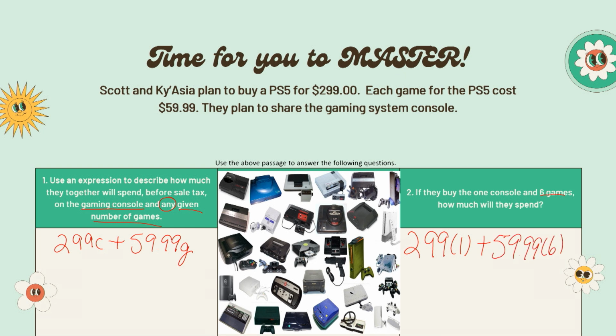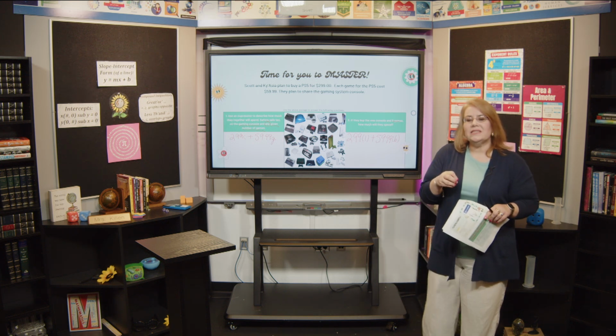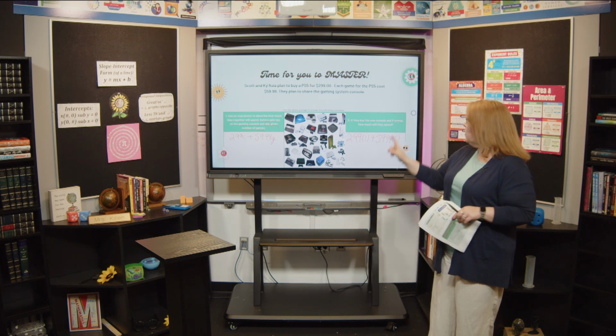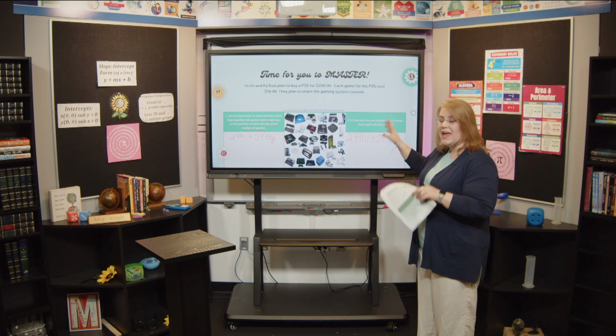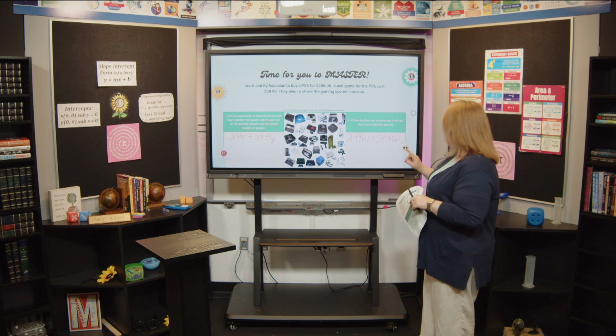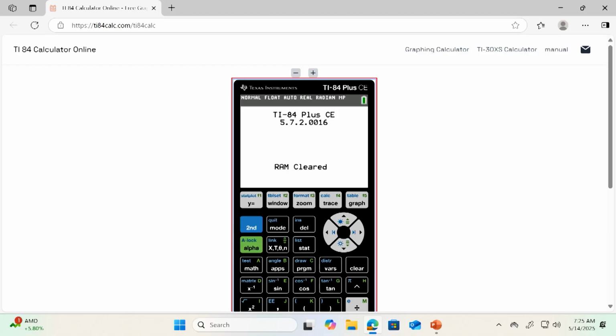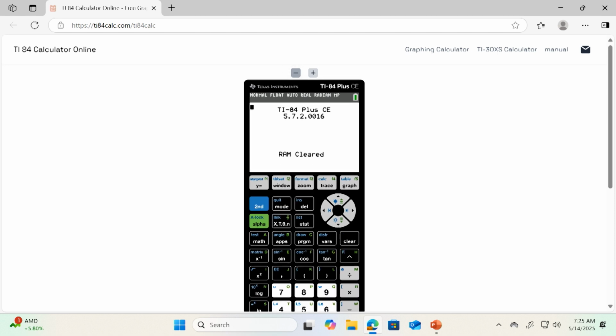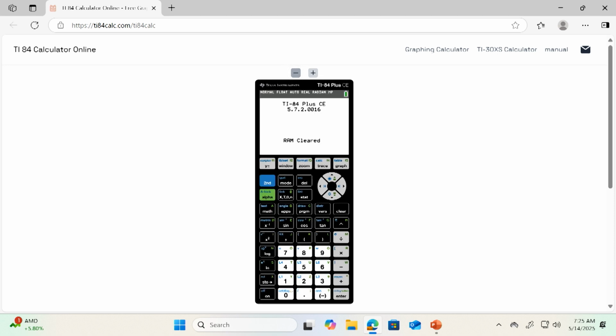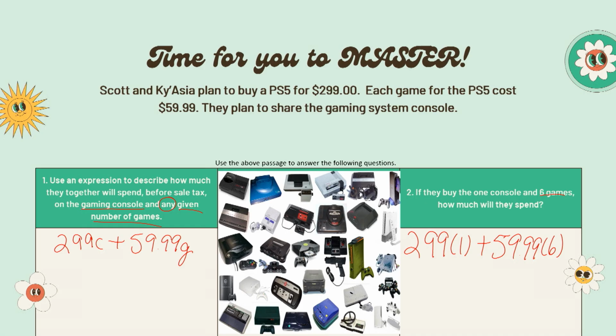which is $59.99 times 6. Now, the best thing about this is we have that tool, our calculator. So I want to put this expression exactly the way it is in our calculator. Let's see how we do that. So what I'm going to do is put $2.99 parentheses 1 plus $59.99 parentheses 6 and press enter. $658.94. That's what I got when I plugged it into my calculator. Is that what you got?